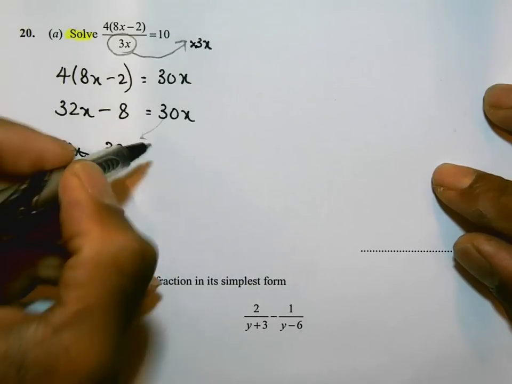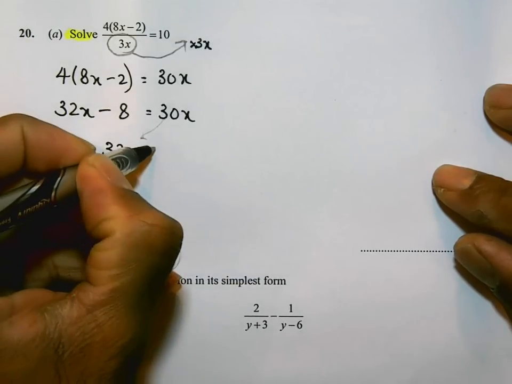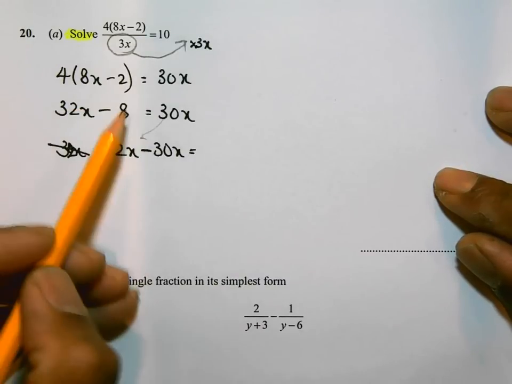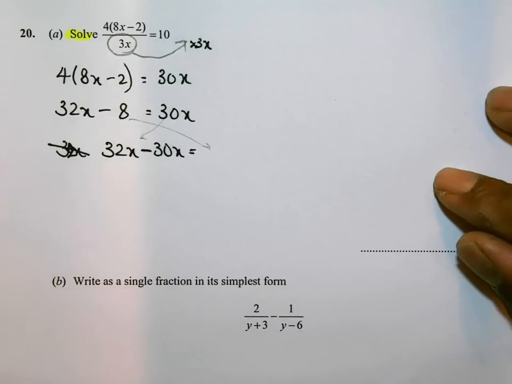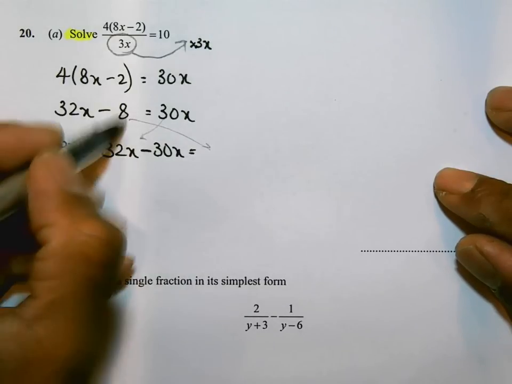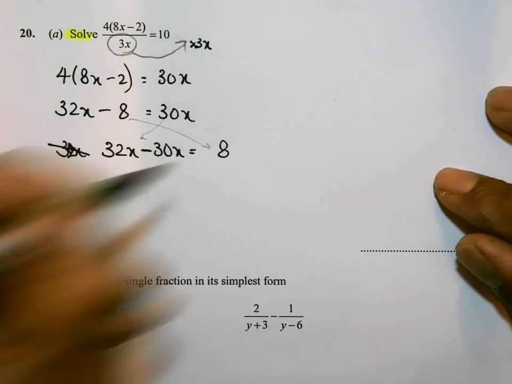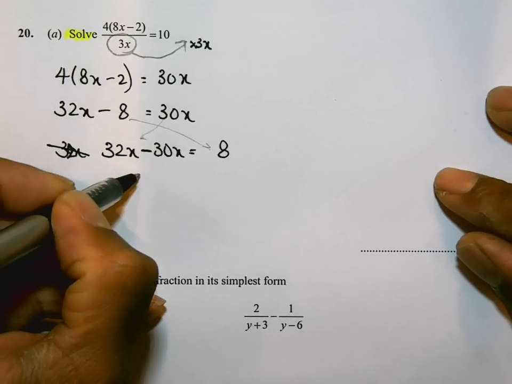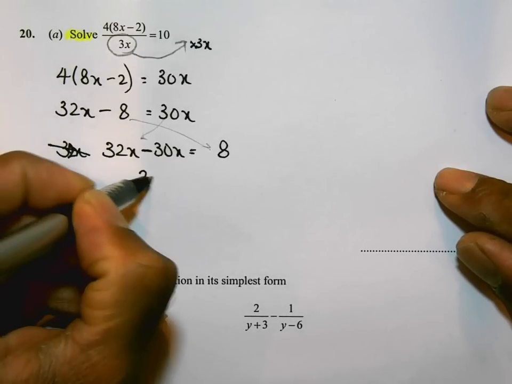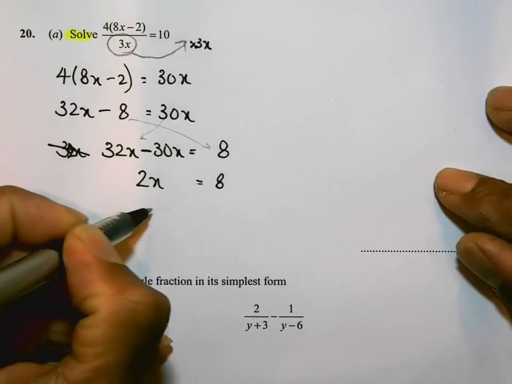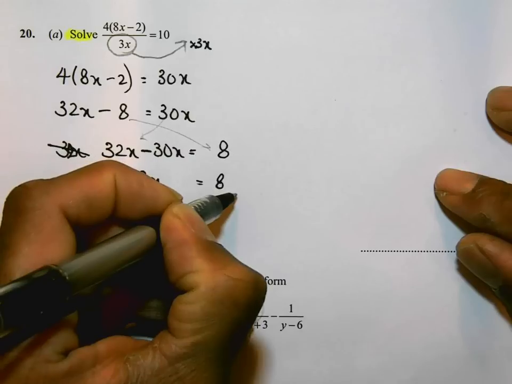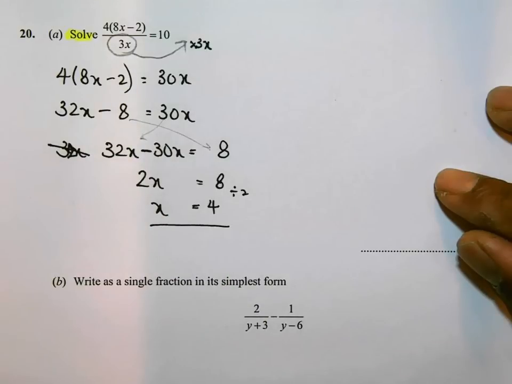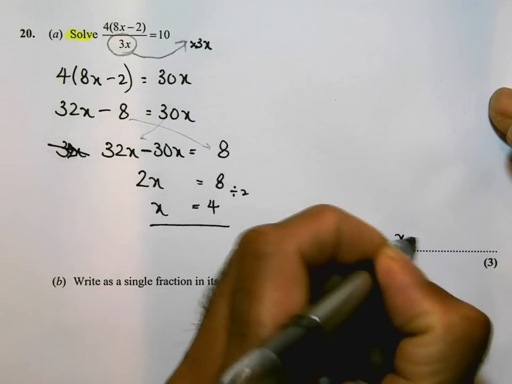When it does, it becomes minus 30x equals, take the 8 across to the other side, and as I do that, that minus 8 is going to turn to plus 8. Tidy this up. 32x take away 30x is 2x. 2x is equal to 8. X is going to be equal to 8 divided by 2, which is 4. So in my answer space, I'm simply going to write x is equal to 4.